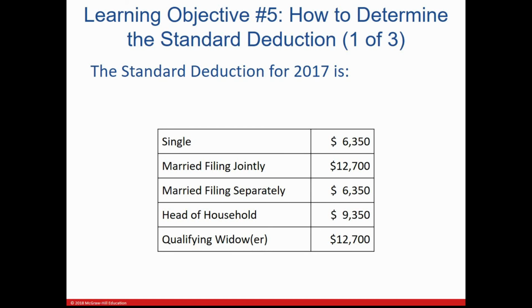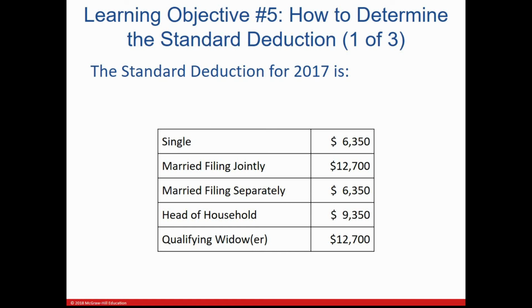In the event then that the taxpayer does not itemize deductions, they can claim a standard deduction. And the standard deduction amounts are listed here on the screen. Single is $6,350. Again, these are 2017 amounts. Double that for married filing jointly.